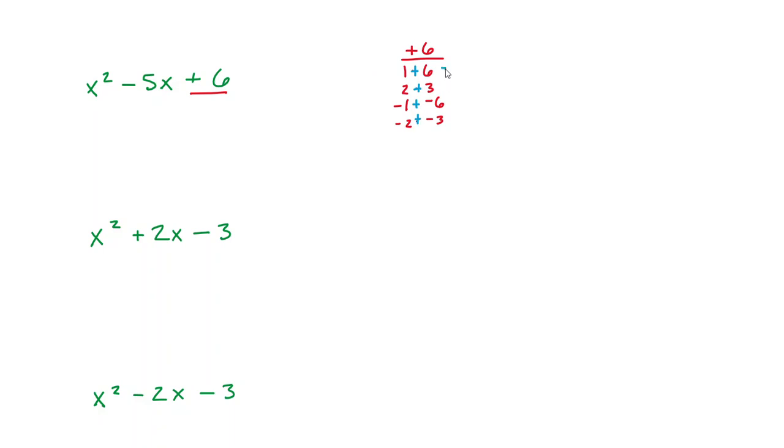And 1 plus 6 is 7. 2 plus 3 is 5. There's a hint. Negative 1 plus negative 6 is negative 7. Negative 2 plus negative 3 is negative 5. Bingo, that's the pair. And so there's the ones I'm going to put into my factors. x minus 2, x minus 3.